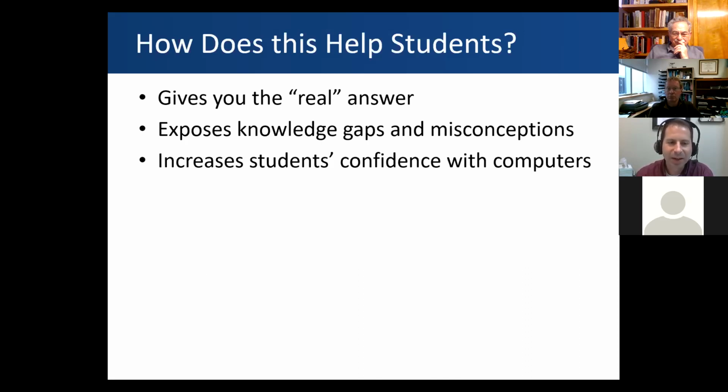And I've also found that doing these calculations increases their confidence with computers, which is very important, because whether they do computation in their life after chemistry or not, they're going to be using computers in whatever they do. And so just having a general increase in confidence with computers will help them forever.